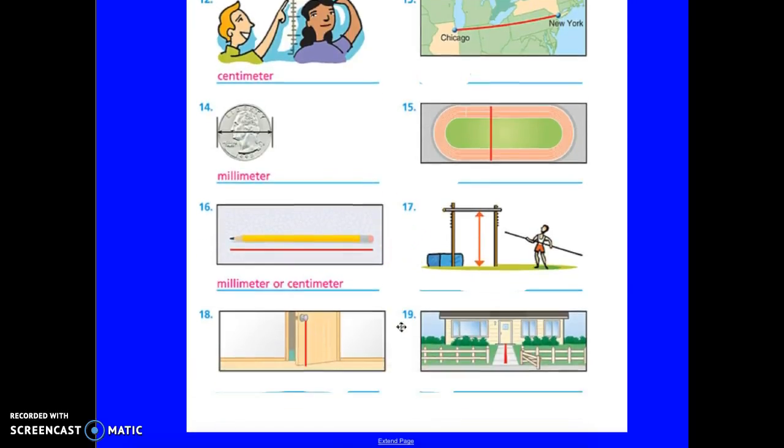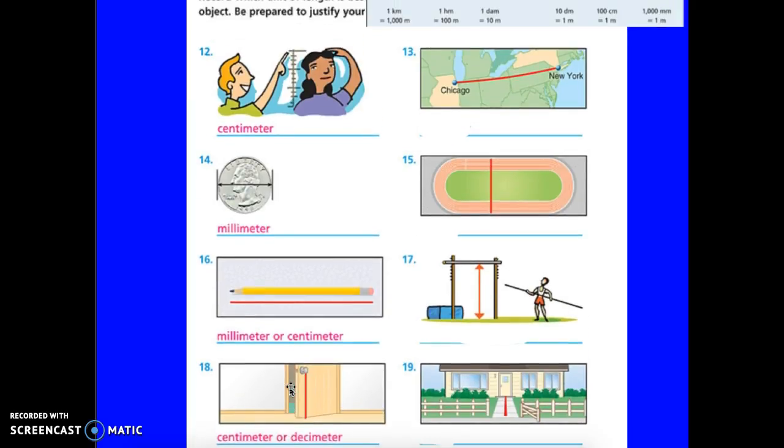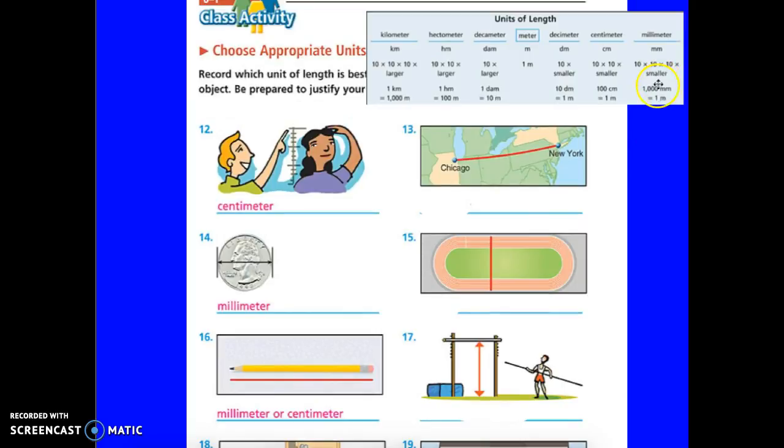How about the height from the bottom of a door to a doorknob? What do we think we could do for that one? I'm going to say the centimeter or the decimeter. Probably not millimeters, because again, that number is going to get too big, and meters wouldn't be very accurate. So I think the centimeter or decimeter would be great.